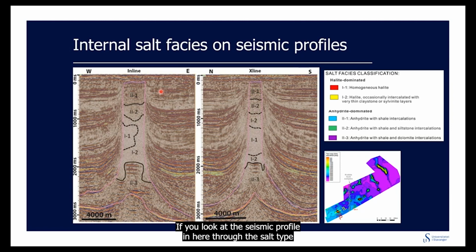If you look at the seismic profile through the salt diapir number 1, you can see on this seismic profile the classified internal salt phases. 1-1 and 1-2 are the halide-dominated phases. If you look at another direction, you still can see the distribution of these phases, and note that the 2-way time depth here is about 1 second.